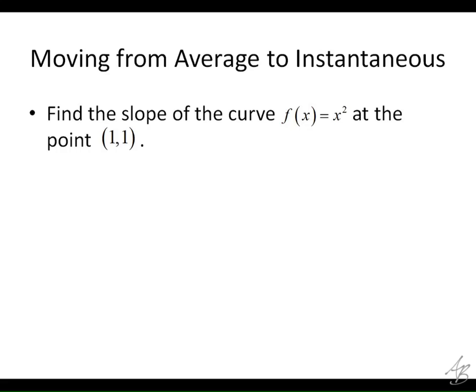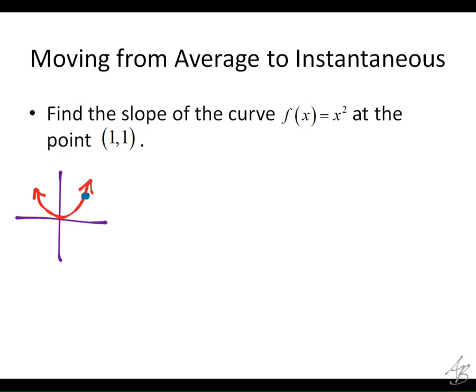What we want to do here is find the slope of the curve f of x equals x squared at the point (1, 1). So we want to know what is the slope of the tangent line at this point. So we can get a picture of what it's going to look like. You can graph it kind of crudely by hand if you want a visual, but you don't really need it because we're going to do everything algebraically. But the x squared curve looks like this.